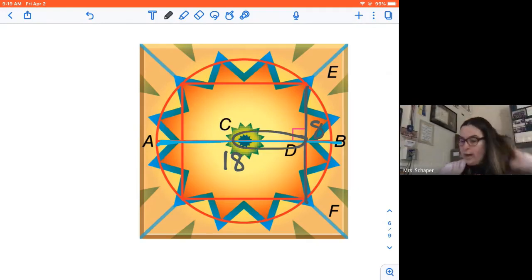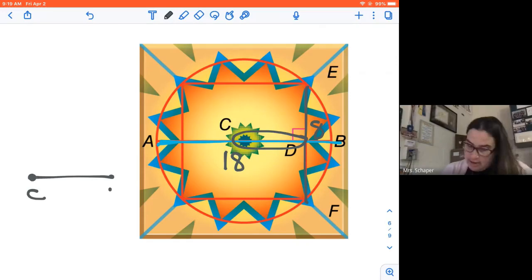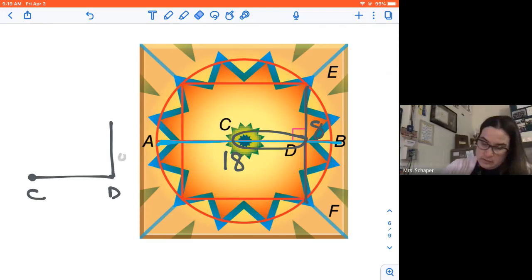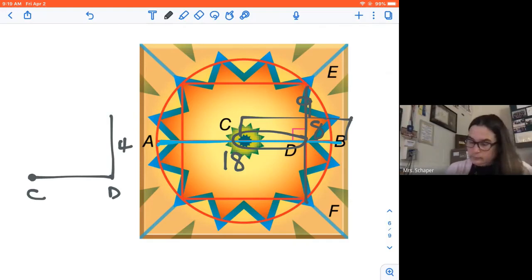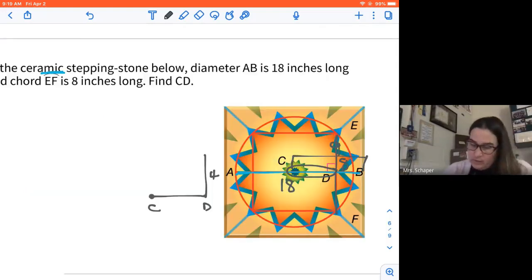Okay. Well, here we go. This is so fun. So I'm going to draw this out. So CD. What I do know is that this is 4, half of EF. I know that C to B is 9. Okay. So now what I need to figure out is what is CD?